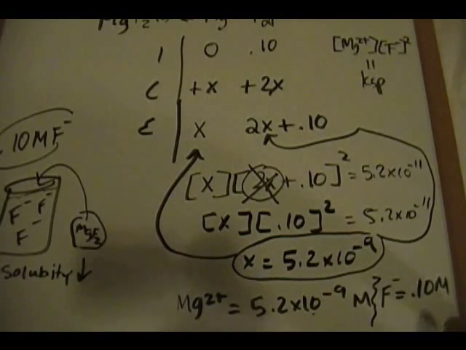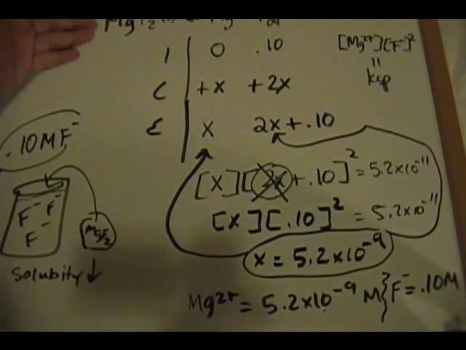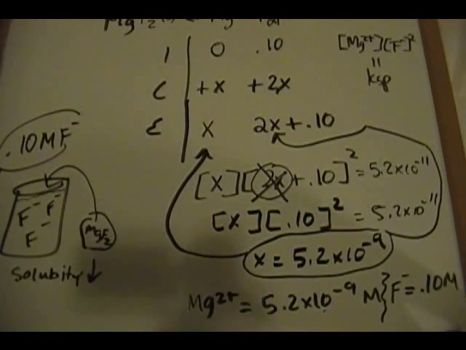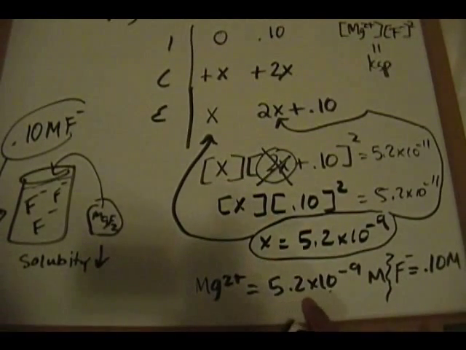The whole point of doing this calculation was to see if the solubility decreased. Initially, when we didn't have any common ion, when we didn't have this 0.10 here, we calculated in the previous parts of these videos that the molar solubility was 2.4 times 10 to the negative 4 moles of magnesium fluoride per liter, right? Well, now it's 5.2 times 10 to the negative 9 moles per liter that dissolve, right?